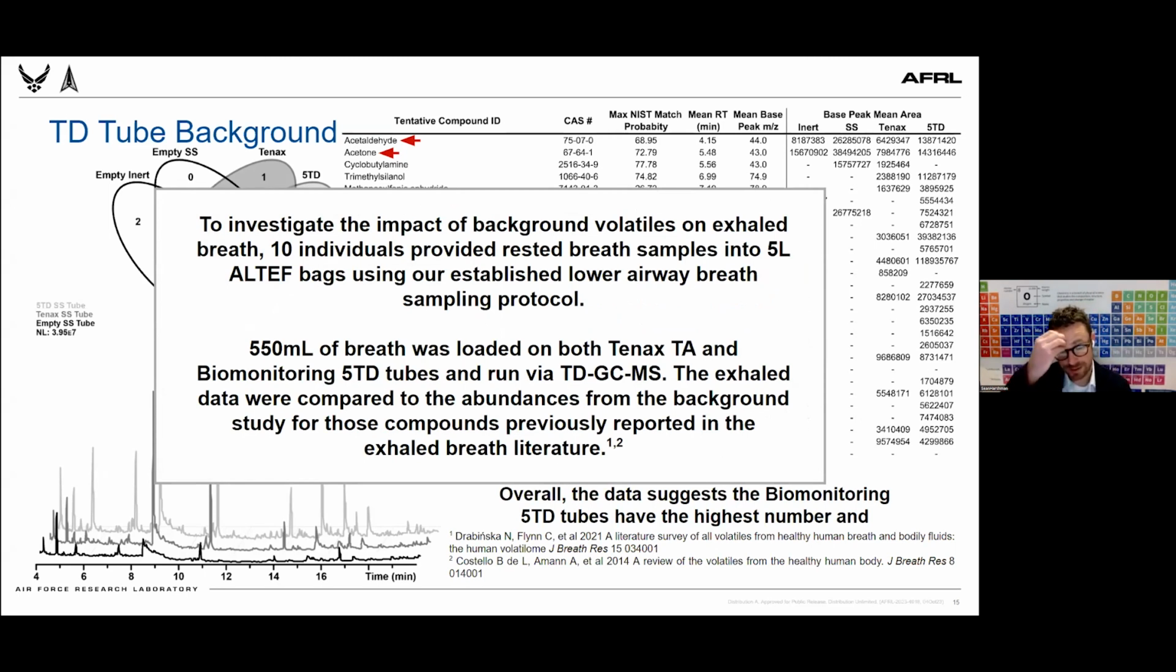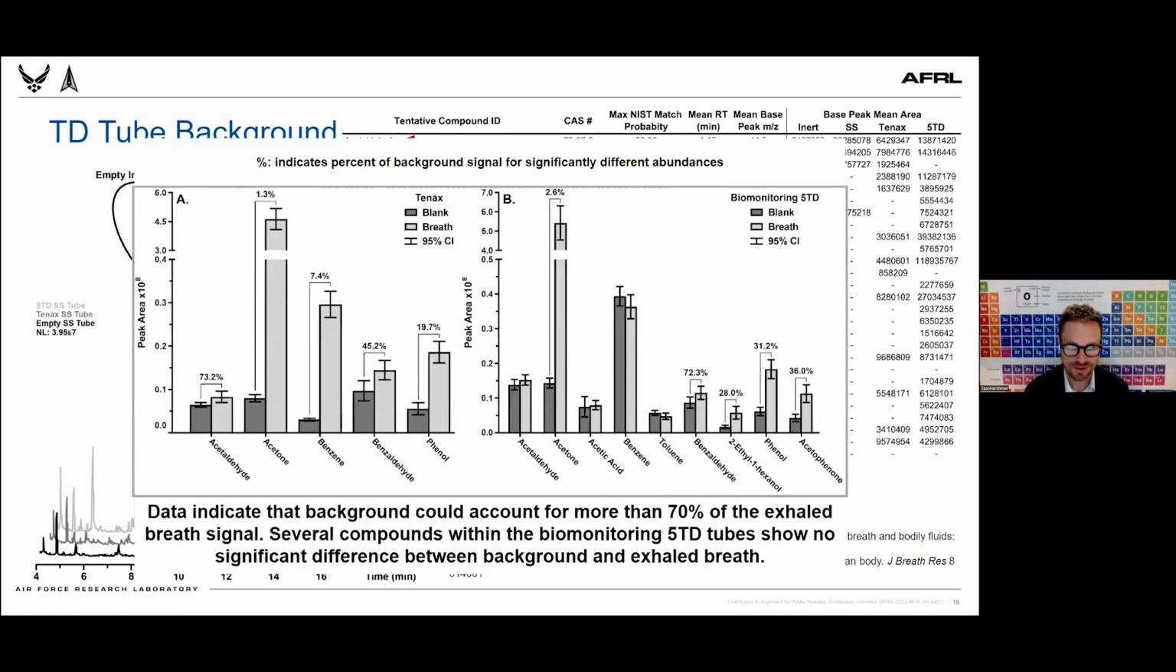So what we did is we had 10 individuals provide a rested breath sample into an alt bag, using lower airway breath. And we transferred 550 mils on both 10x and the biomonitoring dual bed tubes and ran them on our GCMS. And then the exhaled breath data was compared to the abundances from our background study for those previously reported in the literature. On the left, you see the results for 10x, and on the right, you would see the dual bed. And what you find is, depending on the compound, up to 70% of the signal could be contributed to the blank data or the background data.